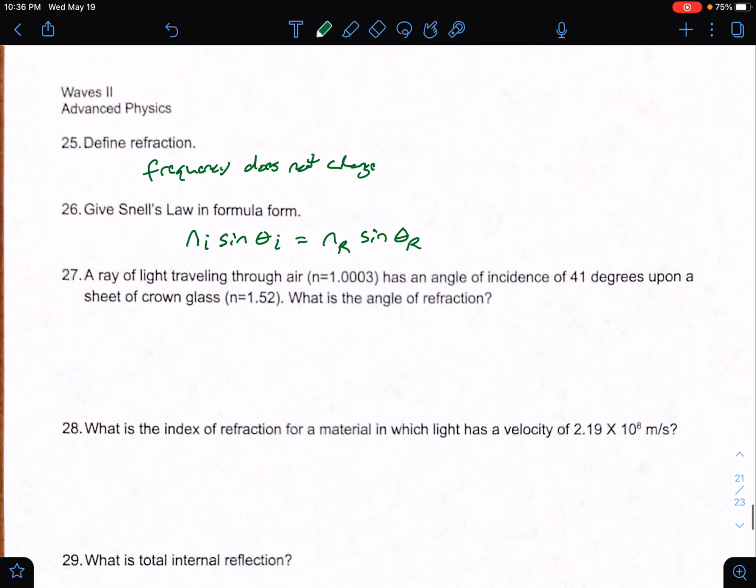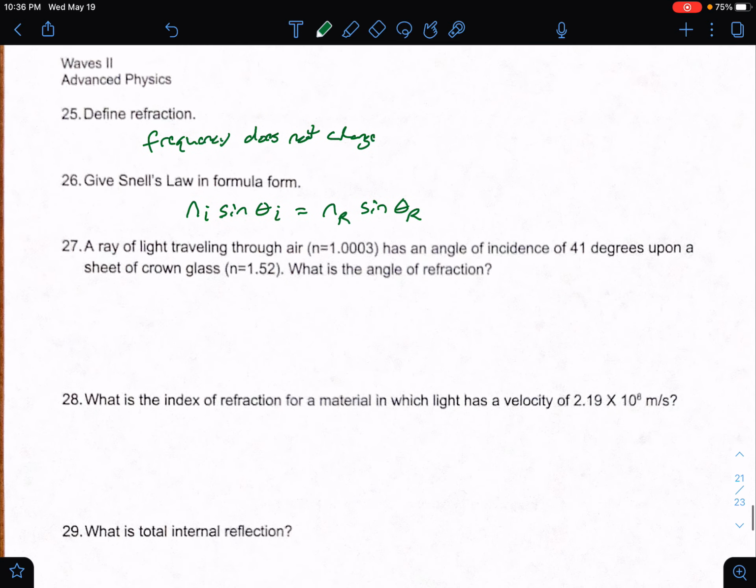27, we're going to give this one a go. A ray of light traveling through the air of N equals 1.0003 has an angle of incidence of 41 degrees upon a sheet of crown glass of 1.52. What is the angle of refraction? This basically means I'm looking for angle R. My incoming is from air to my crown glass.